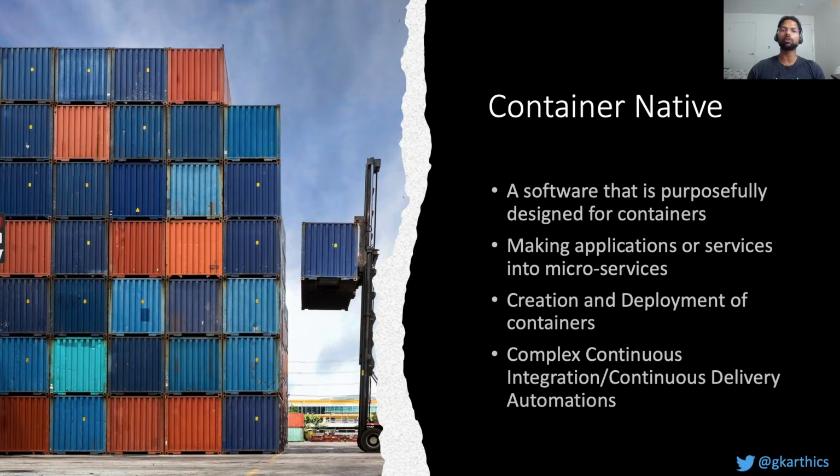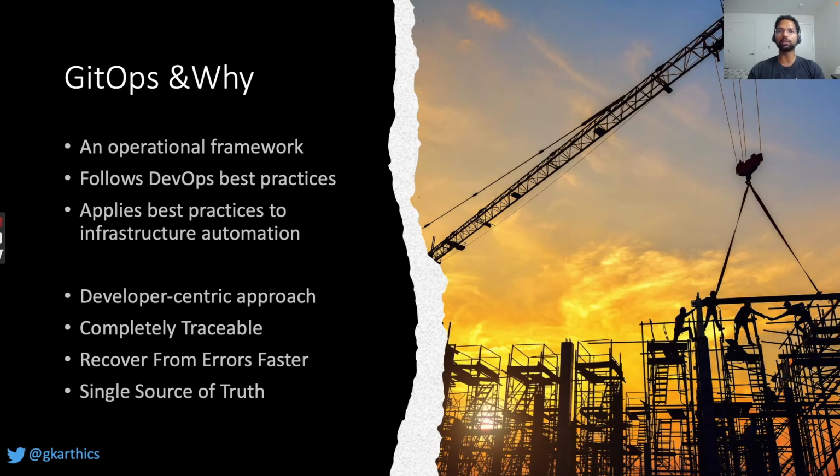And not just that, when we want to use the full set of features of Kubernetes, we also need automation around continuous integration and continuous delivery. When we do that, we can achieve fast-paced releases. So that's where container native stands as of today. And how can we achieve container native in an elegant way? Via GitOps.